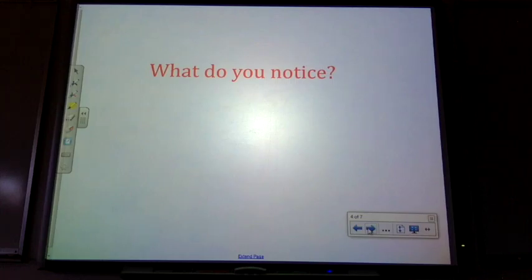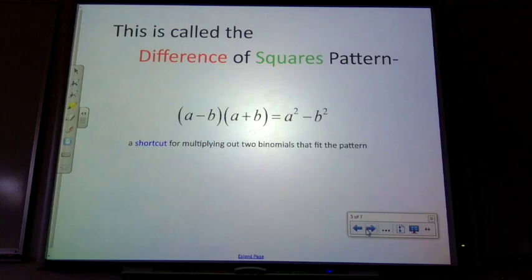Okay. Bo, there's only two terms. The first term and the last term, when you do the multiplication of them, give you perfect squares with a minus sign. So that's where the difference of two squares comes in, okay? It's called the difference of squares pattern. Okay? A minus B, A plus B.